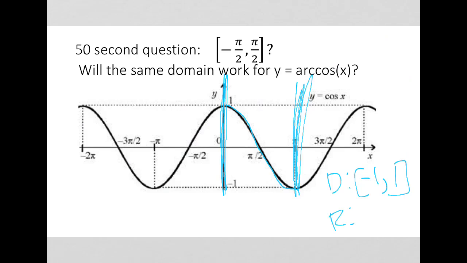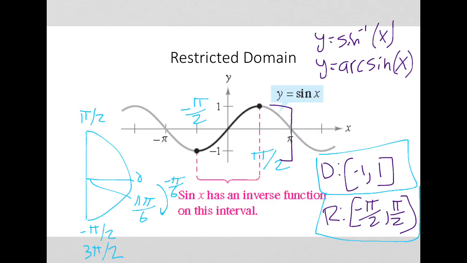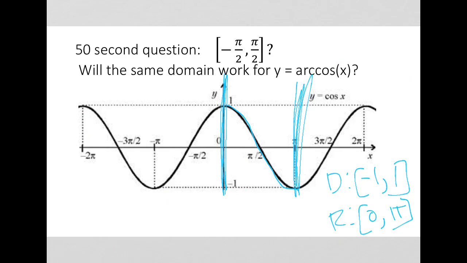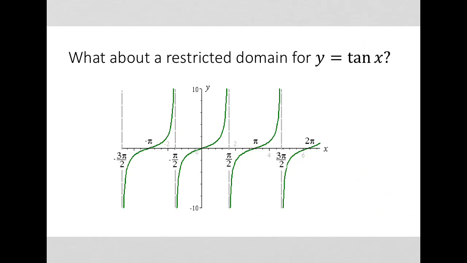The range, we are now going between 0 and pi. So very similar to the sine function, but looking at a slightly different output, 0 to pi instead of -pi/2 to pi/2, but it's got the same domain. So that's nice. Last one to think about is tangent.